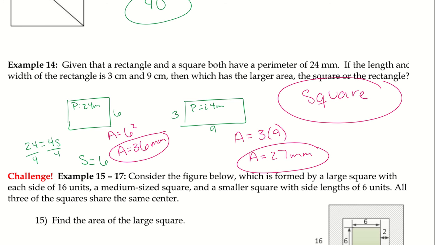Okay, so just because the perimeter is the same does not mean the area is the same. It really all depends on what kind of shape you're making.